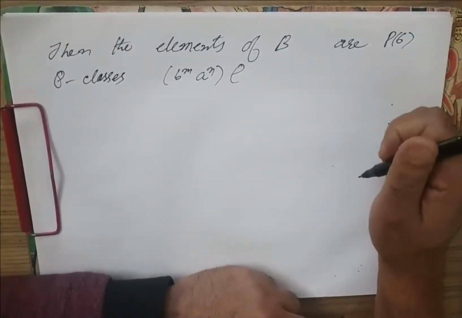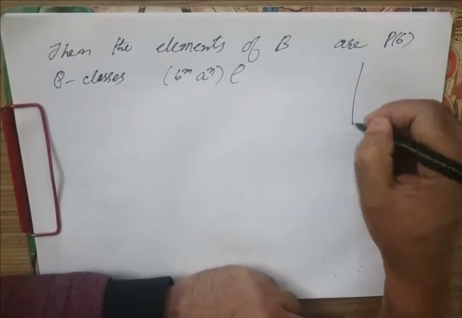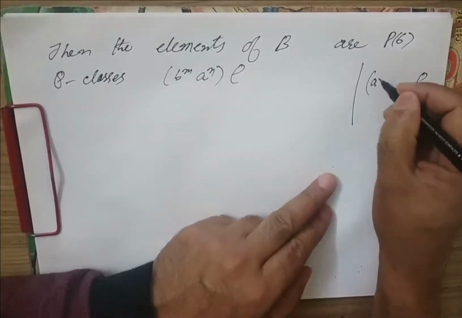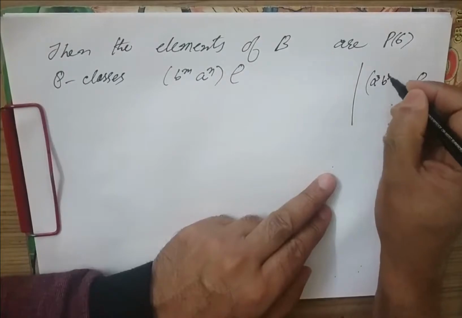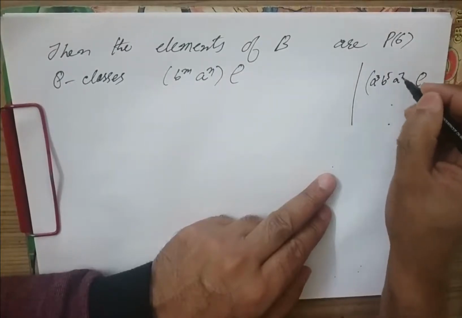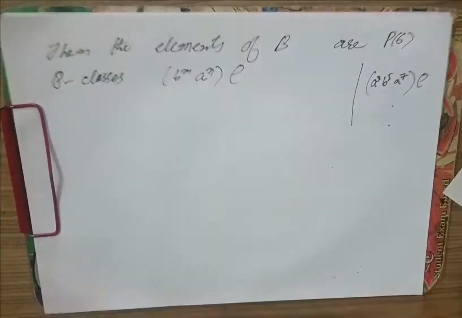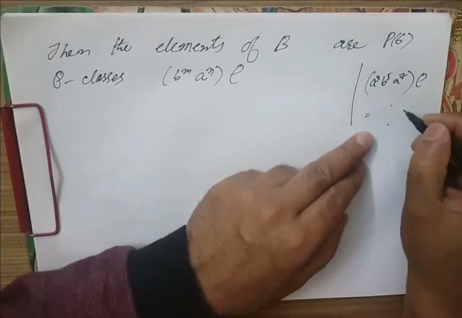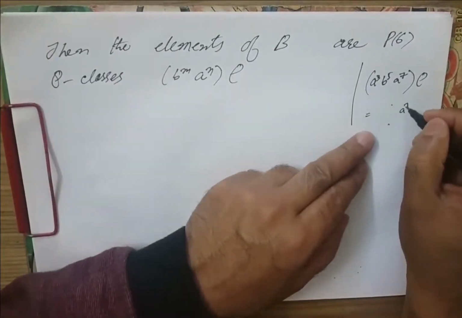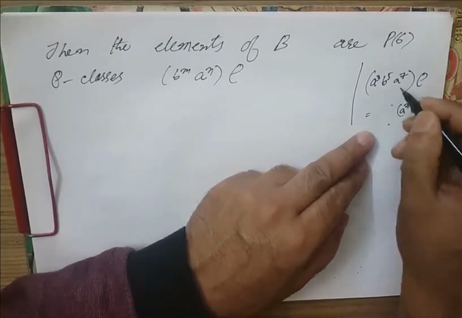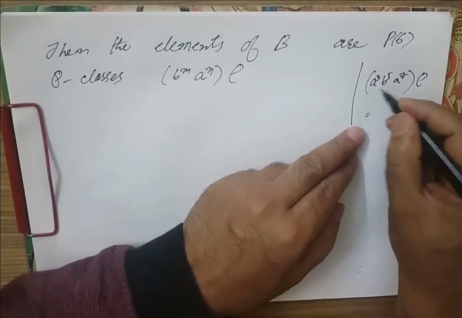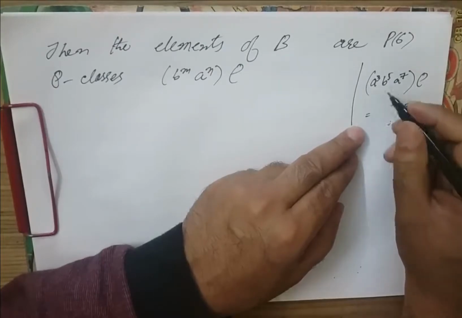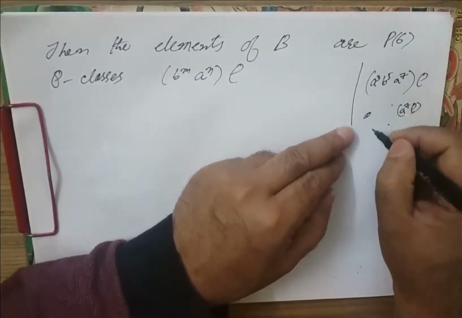So this one I want to illustrate. We have the rho class of say a cube, b power 5 and say a power 7. Let me take this. Now the rho class of a power 7 stays as it is, but here I can write it as this one.